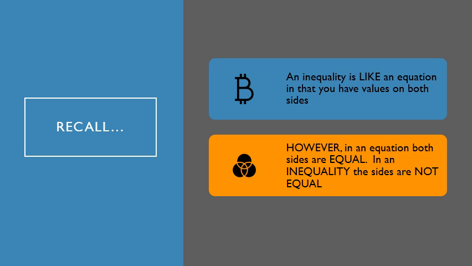So recall from the activity in class today that an inequality is very similar to an equation in that you have values on both sides. However, in an equation, the sides are equal. So if we think back to the scale reference that I made before, the scale is balanced. However, in an inequality, the sides are not equal. One side is greater than the other, so your scale is unbalanced here. One side will be heavier than the other.